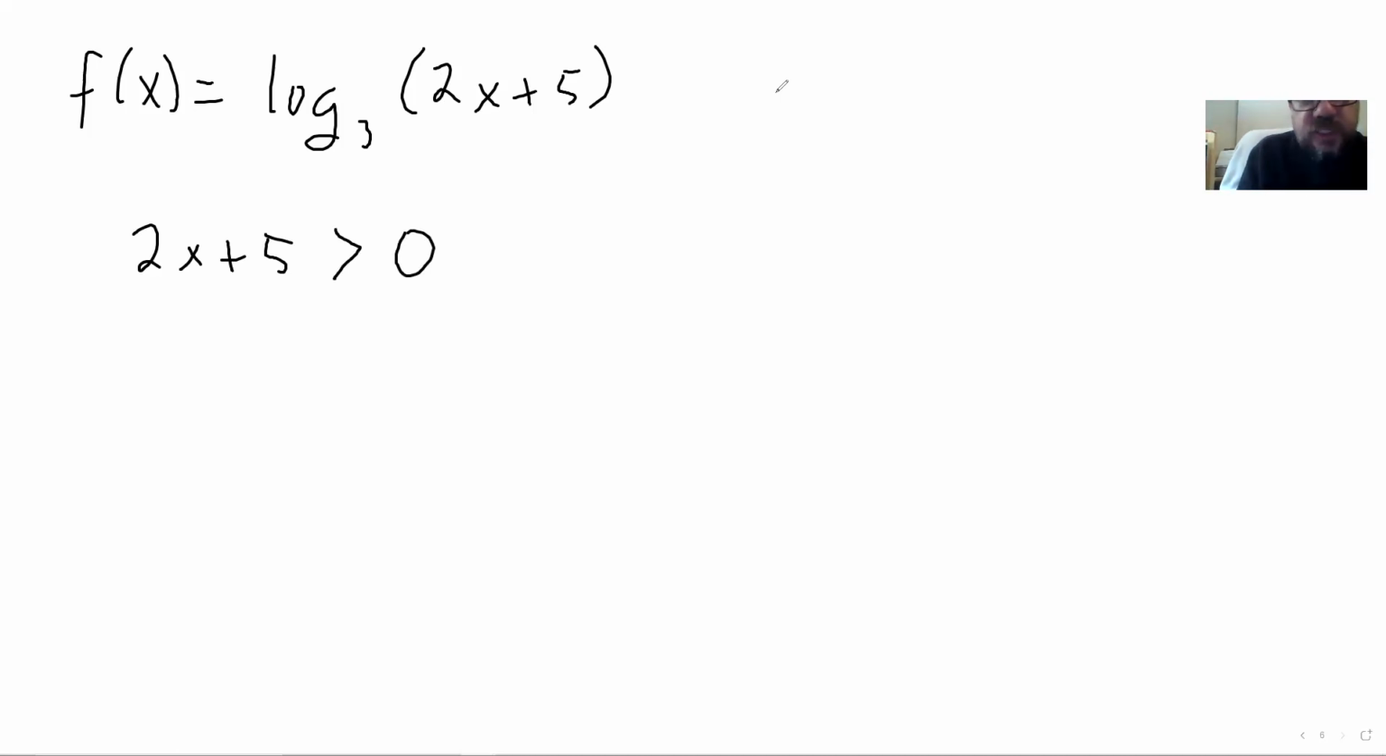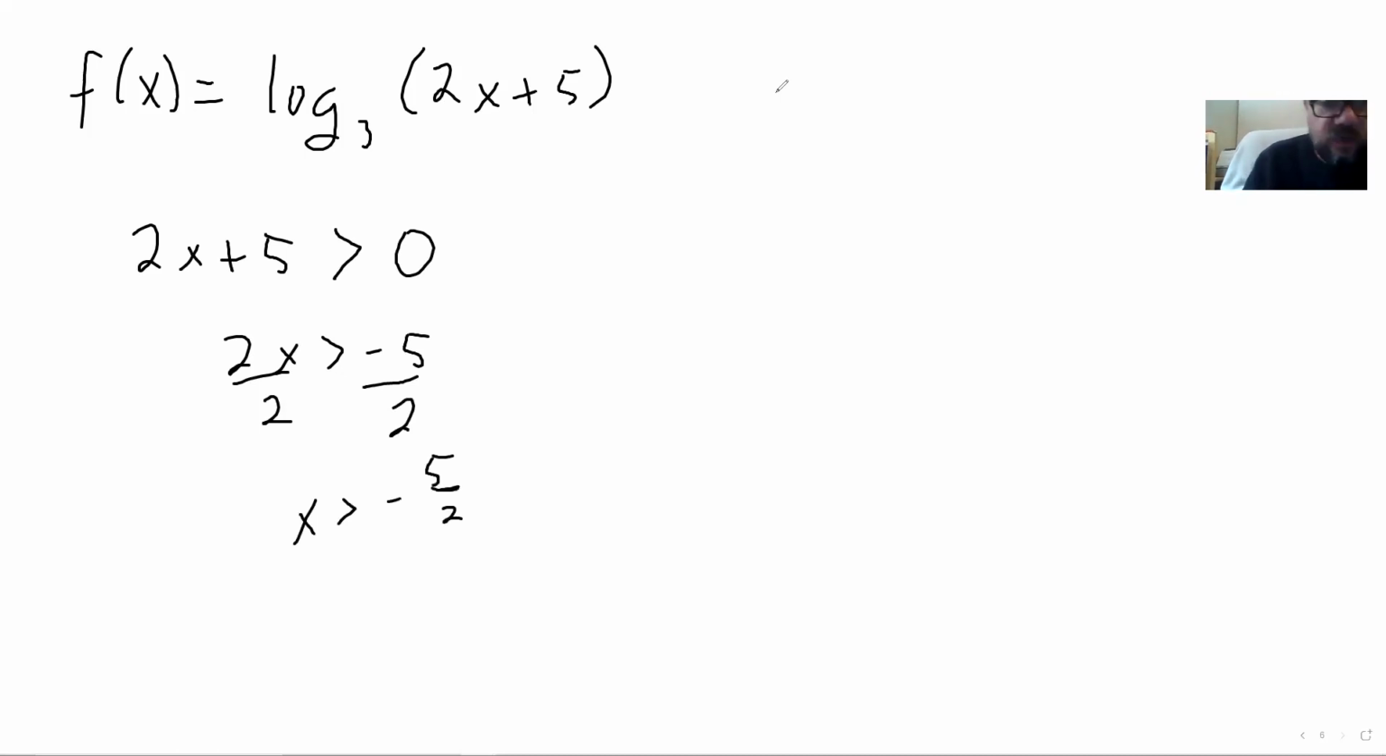And so I just solve that. That's literally it. I'm going to subtract 5, divided by 2. So we get 2x is greater than negative 5. Note, I don't have to flip the inequality over there. I subtracted 5, not multiplied by negative 5. And then I divide by 2. And so x is greater than negative 5 over 2. And that is my domain, right?